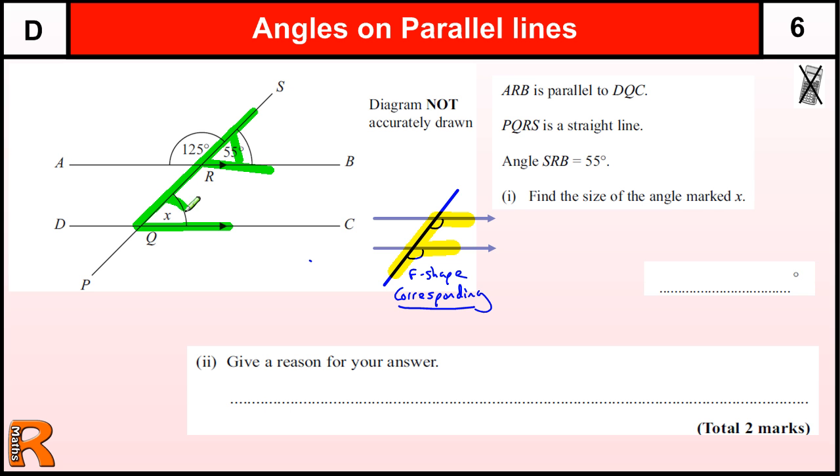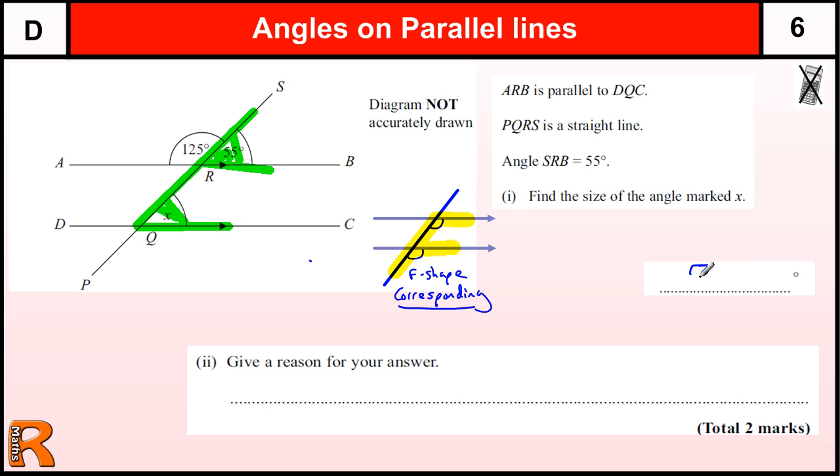So in this question it's not that clear, but if we draw on the F-shape, we can see this angle and this angle, they are the same. F-shape angles are the same, so where you have corresponding angles you have the same angle. And it's sort of upside down and back to front, so it's difficult to see there, but it is the F-shape corresponding angles which make it the same.